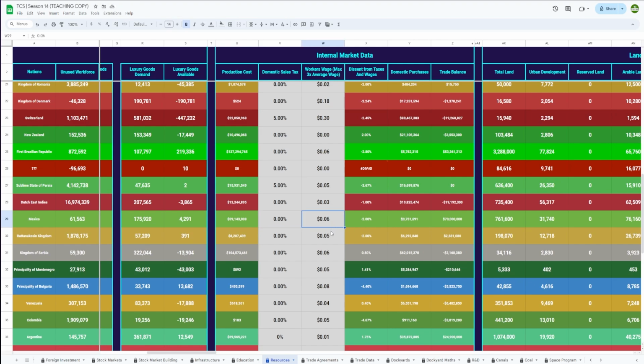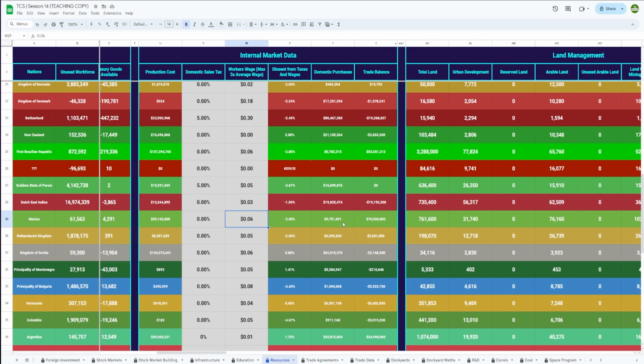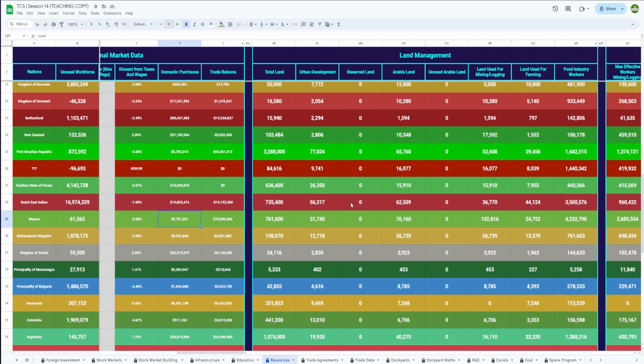Worker's wage impacts how effective each individual worker is. It can at most be 3 times the average wage, and it's effectively what determines how much your resources cost as well. And then this information is just, well, trade balance, how much you make or lose from trading your resources, and domestic purchases impact the sales tax you gain.